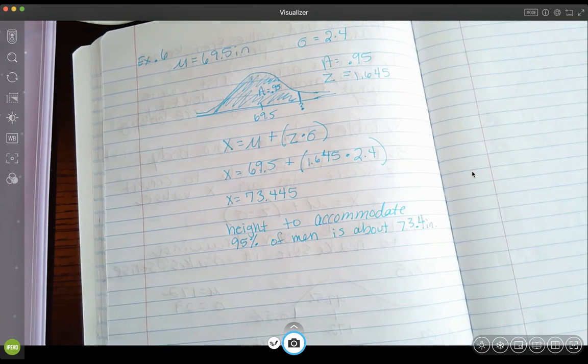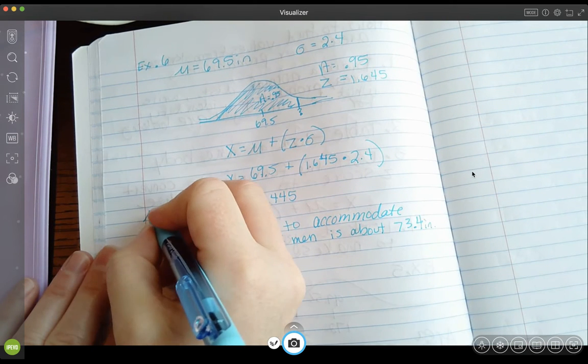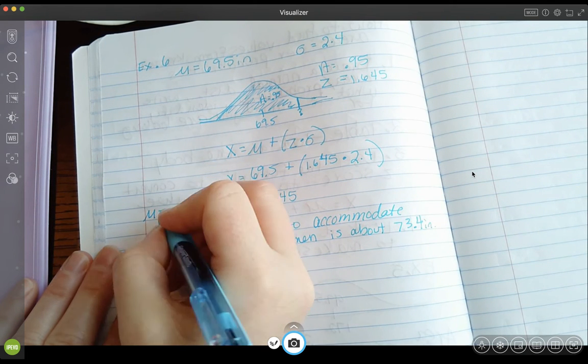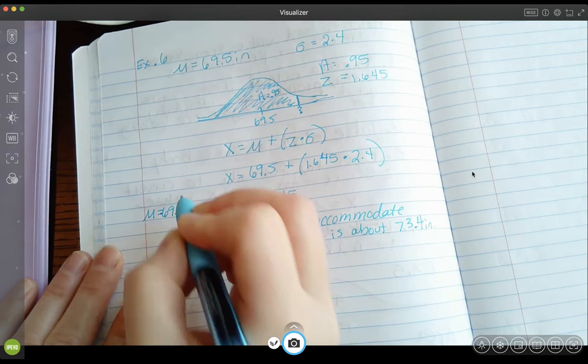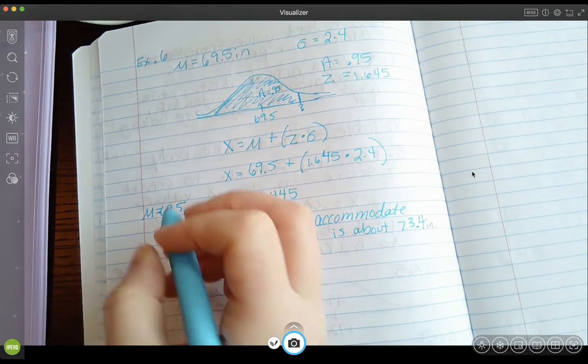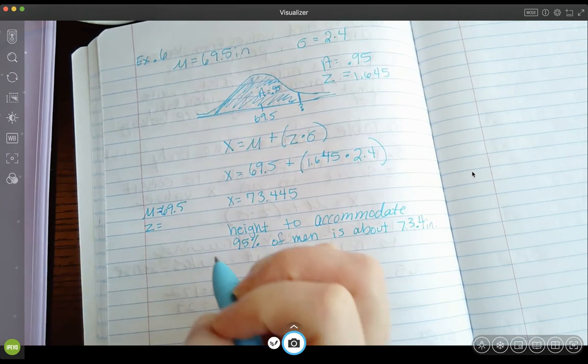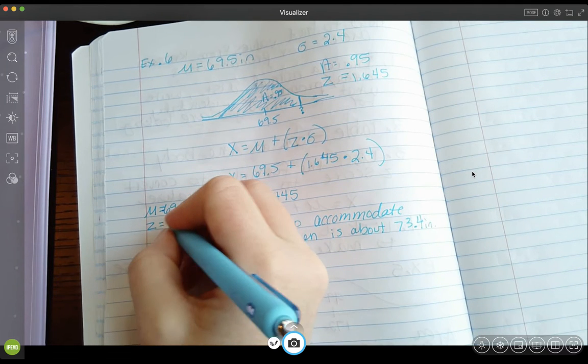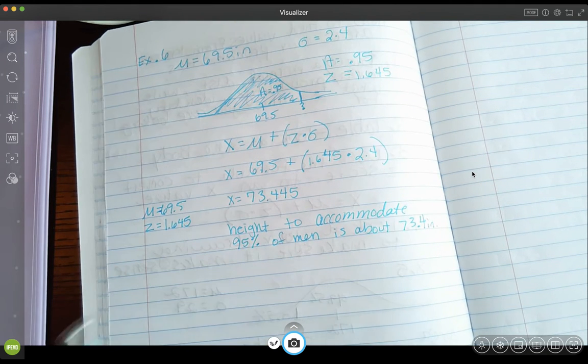We could also use the calculator to do this. So you have mu is 69.5. We have that our z-score is, this is whenever you use your inverse, 1.645, and then we plug in the calculator.